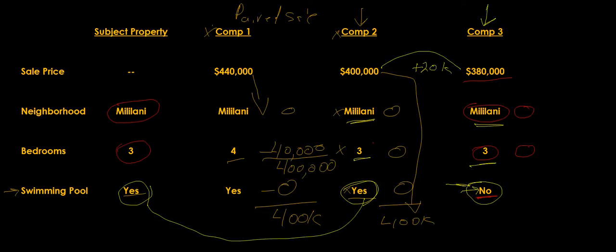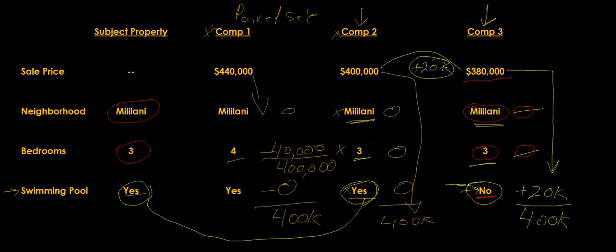So we're going to make no adjustment for Mililani. We're going to make no adjustment for 3 bedrooms, but we're going to add $20,000 to the sale price of Comp 3. So we're going to 380,000 plus 0 plus 0 plus 20,000 equals $400,000. So once again, in this sort of classroom example, we've got 3 comps that equal $400,000.